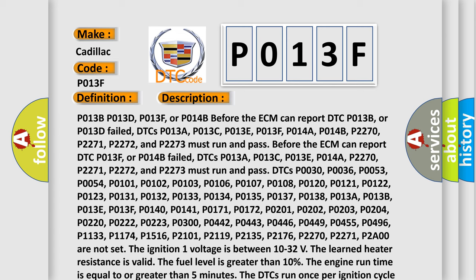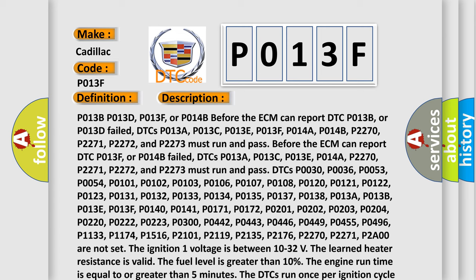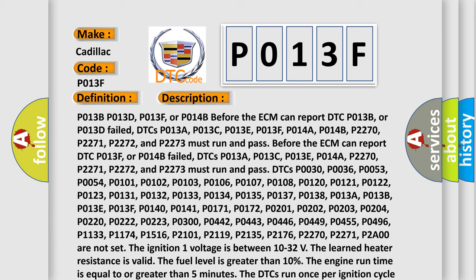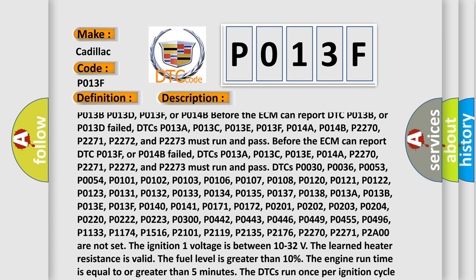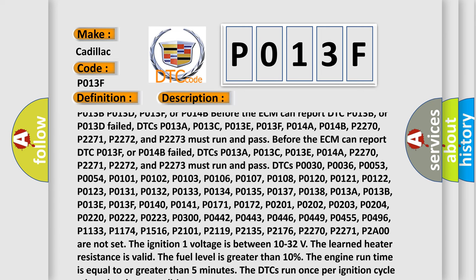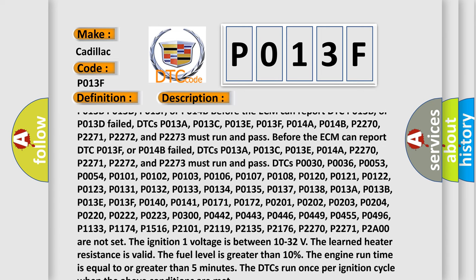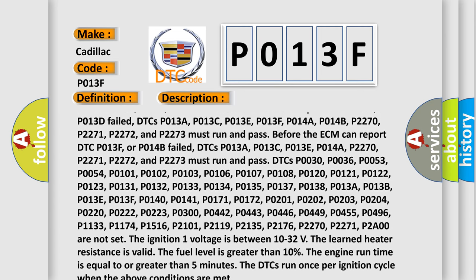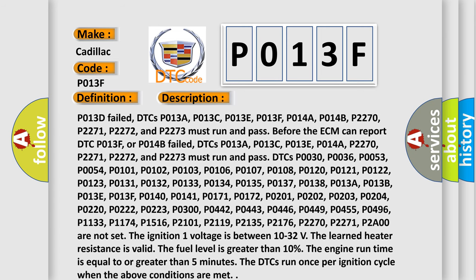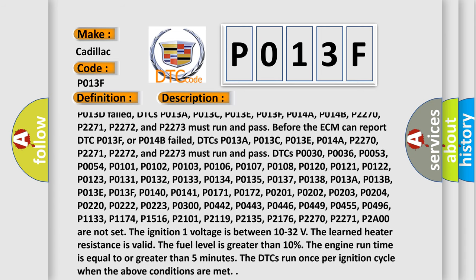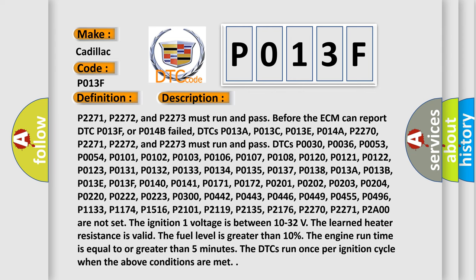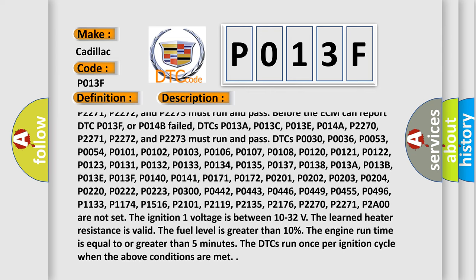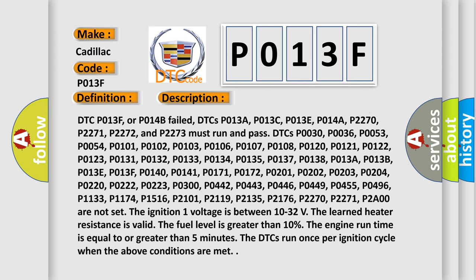Before the ECM can report DTC P013B or P013D failed, DTCs P013A, P013C, P013E, P013F, P014A, P014B, P2270, P2271, P2272, and P2273 must run and pass. Before the ECM can report DTC P013F or P014B failed, DTCs P013A, P013C, P013E, P014A, P2270, P2271, P2272, and P2273 must run and pass.